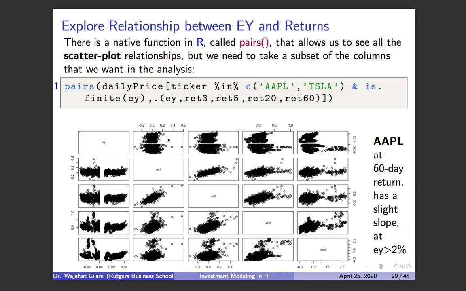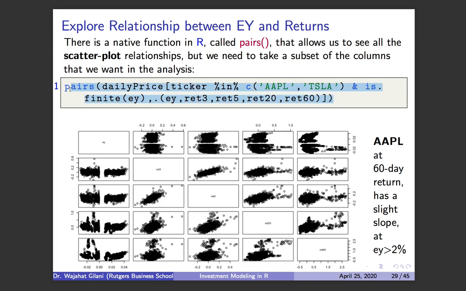Now, rather than looking at the earnings yield and one return at a time, there's a native function outside of Ggplot in R called pairs that allows you to do a scatter plot on all the columns. In this case, the numerical columns we want to focus on are earnings yield, return 3, 5, 20, and 60. So we'll give a subset of that table, of those columns, to the pairs function, just for Apple and Tesla, of course. And we're going to see if there's any kind of relationship we can see.